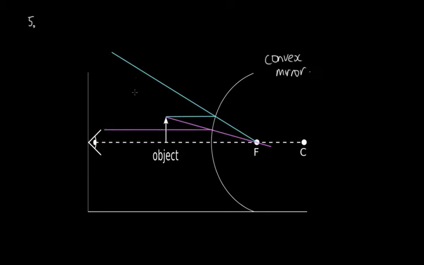Now you can see on this side of the mirror, these rays are diverging, so we're not going to get a real image. What we're going to need to do is trace these rays backwards, and where they cross is where we're going to interpret this image as coming from. So that's this point here. So let's draw our image here.